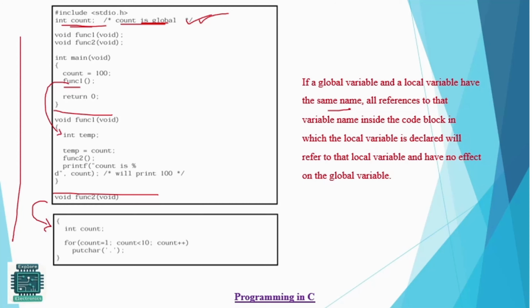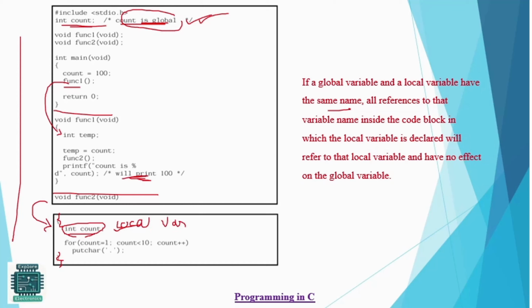Now it will print 100 over here, as the function is called from this function. It prints 100. Okay, in the second function, here again count is declared. But the difference is that here the count is a global variable, but here int count is declared within a single code block, meaning this is considered a local variable.